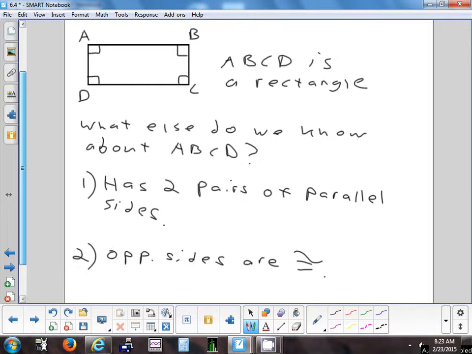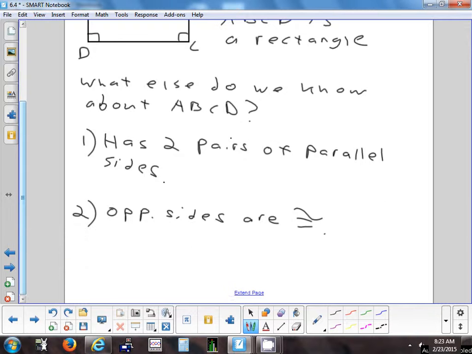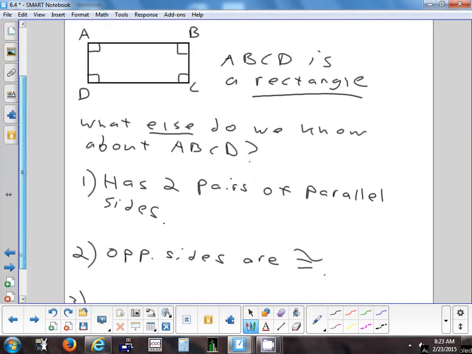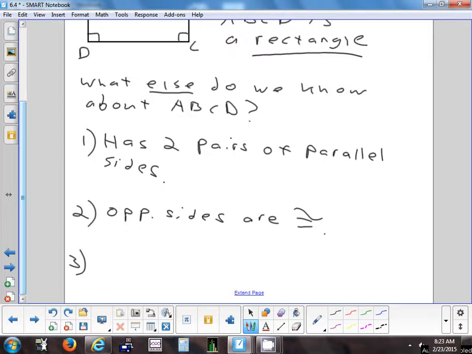It has perpendicular lines. What do you mean? I thought that was where two things make a right angle. Right, so we've got four right angles, but that's the definition of a rectangle, so we know that. I'm looking for what else do we know. So we got opposite sides are congruent.